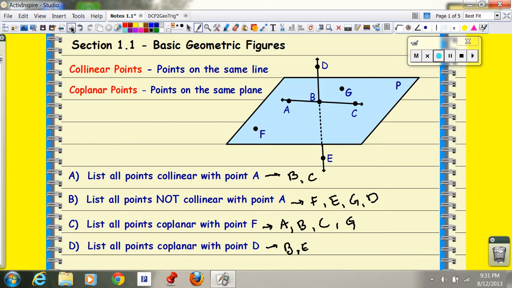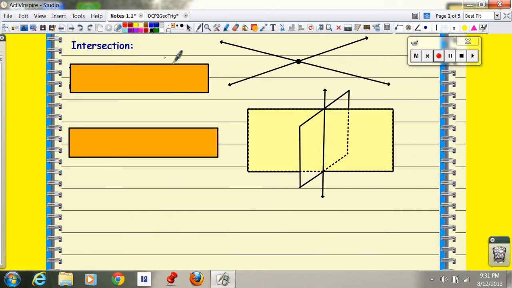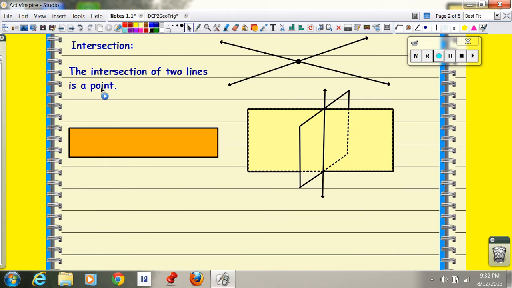Alright, moving on. We're going to get to the intersections next. So the intersection of 2 lines is a point. So you can see right here, when 2 lines cross, the intersection would be this point right here. These are one-dimensional figures. Lines have length. That's all they have. They don't have width, they just have length. And when 2 lengths come together, you have a no-dimensional figure, which is a point. So when 2 lines intersect, the intersection is a point.